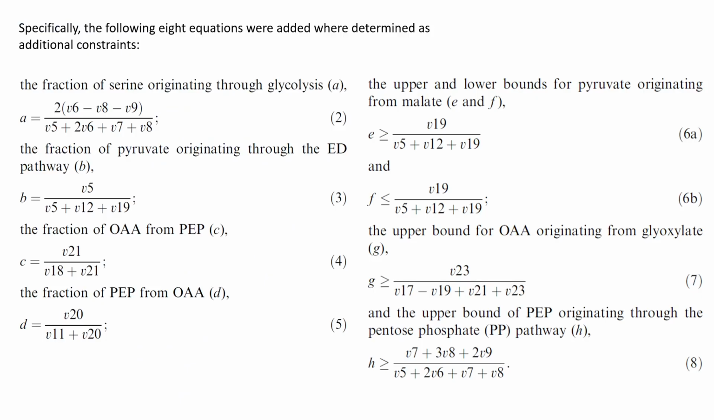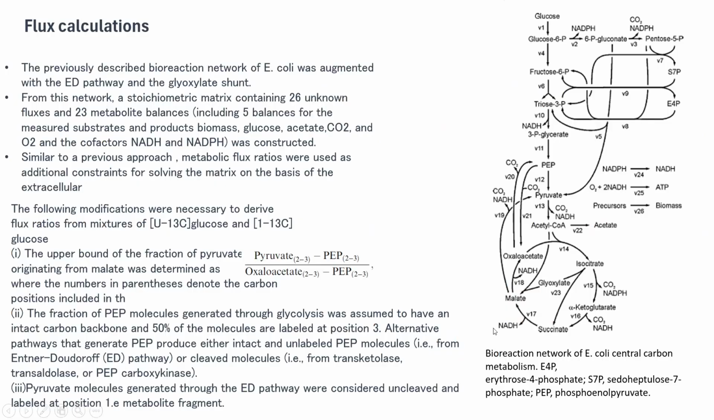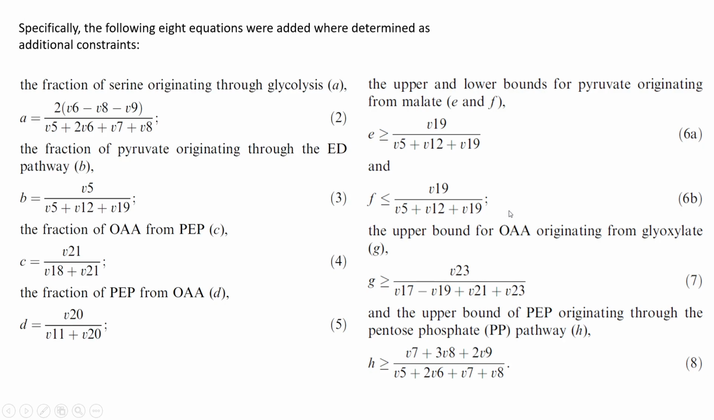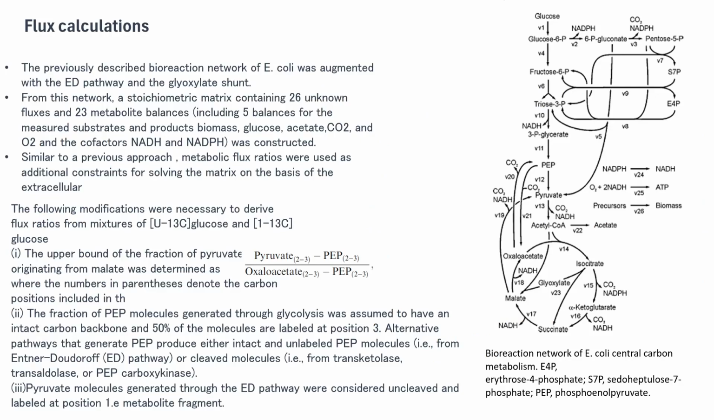So there were many constraints, obviously. A total of 8 equations were added as constraints. So first is the fraction of serine originating through glycolysis. Second is the fraction of pyruvate originating through the ED pathway. The fraction of OAA, oxaloacetic acid, from PEP. So basically this connection, oxaloacetic acid and PEP. And the fraction of PEP from OAA, because this is a reversible reaction.